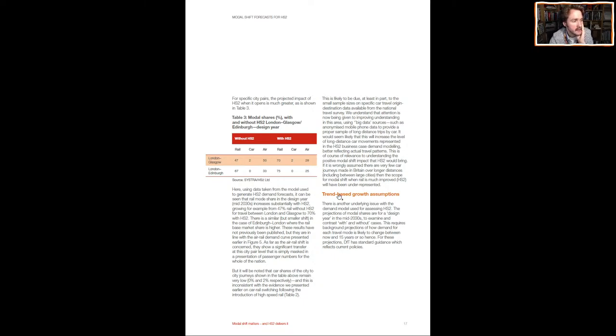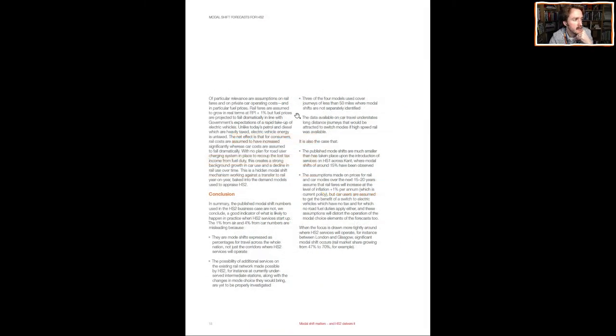But the key thing is there's another underlying issue with the demand model used for assessing HS2, which is that the projections of modal shares are for a design year in the mid-2030s to examine and contrast with and without cases, which requires background projections of how demand for each travel mode is likely to change between now and 15 or so years hence. For these projections, DfT has standard guidance which reflects current policies. Of particular relevance are assumptions on rail fares and private car operating costs. Rail fares are assumed to grow in real terms at RPI plus 1%, but fuel prices are projected to fall dramatically in line with government's expectations of a rapid take-up of electric vehicles. So they're assuming no punitive policies to encourage modal shift, which at the moment, to be fair, is accurate.